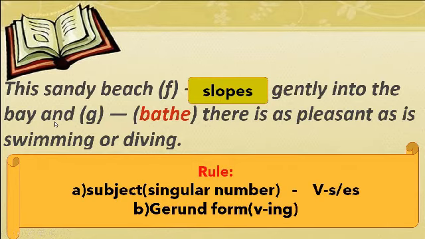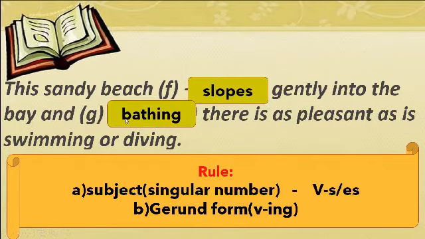And here you will find and, which is a compound sentence marker. And according to the rule, after and, if you find a gap at the starting of the sentence, then the gerund form of verb will be applied there. So you can write the answer bathing, and bathing there is as pleasant as swimming or diving.